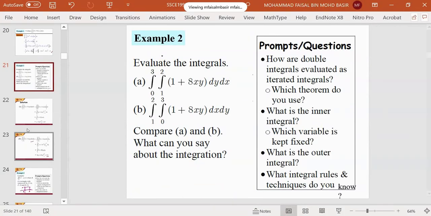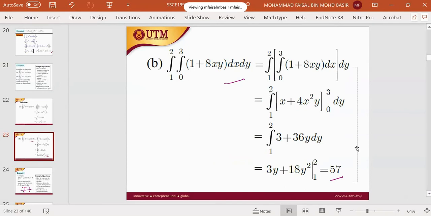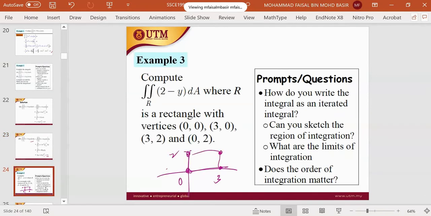Okay, so next, if you do this, you will get the same answer. This is just the same. They give the vertices, which means 0, 0, 3, 0, 3, 2 and 0, 2. So your x is from 0 to 3 and your y is from 0 to 2. So for your integration now, you can use dx dy or dy dx, it is up to you, because it is easy to integrate. It is the same thing, but for dx you have to put 0 to 3, and for dy you have to put 0 to 2.